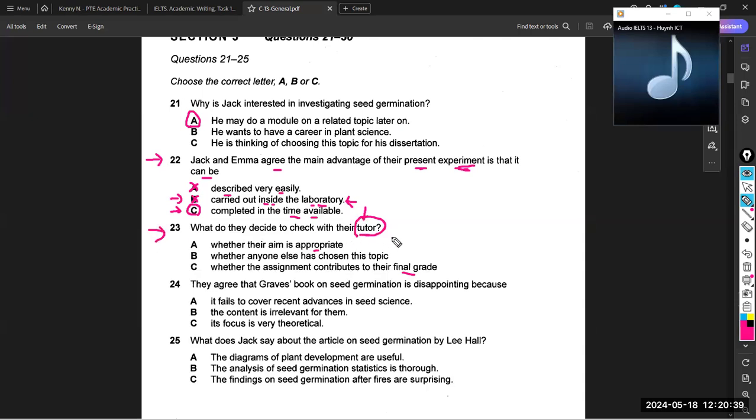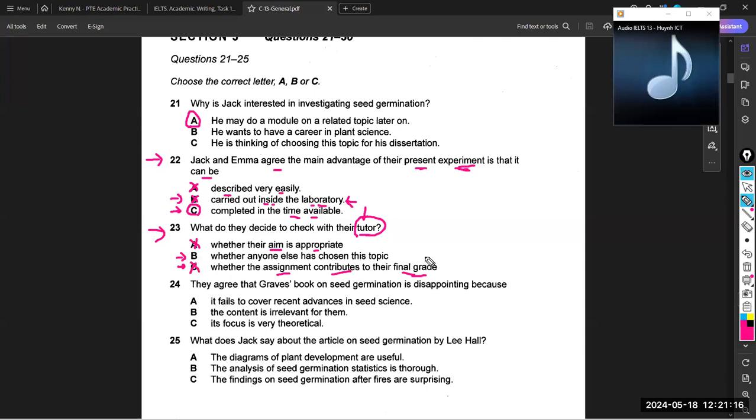If we're going to go ahead with it, though, I'm sure our aim's okay. So we are not going to discuss the aim. So it is not A. We still have B and C. It's not very ambitious, but the assignment's only 10% of our final mark. So they are not going to discuss this with the tutor, because it's only 10%.